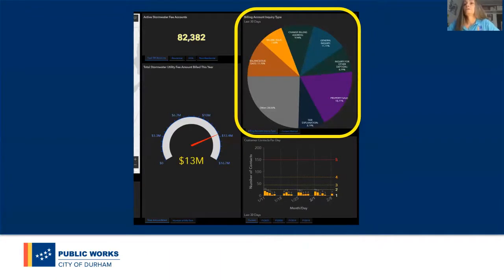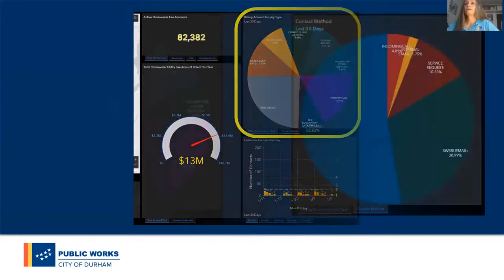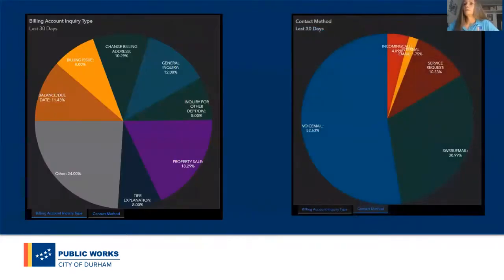This area is where we have stacked 2 different pie charts to look at the data at a glance. So the pie chart on the right depicts the percentage and number when hovered over of billing account inquiry types such as address changes and property sales. The one on the left depicts the percentage of contact methods used by customers such as voicemail, email, and service requests. So we now have 2 different ways to review the customer contact data.